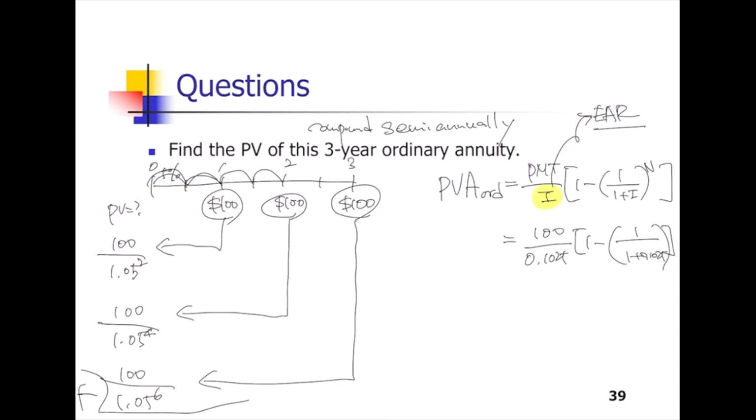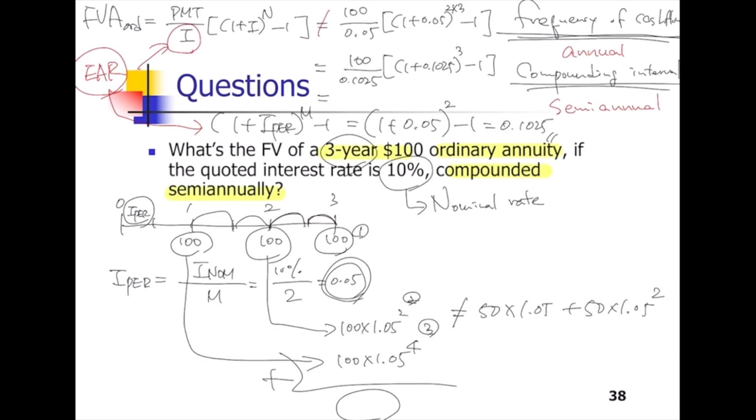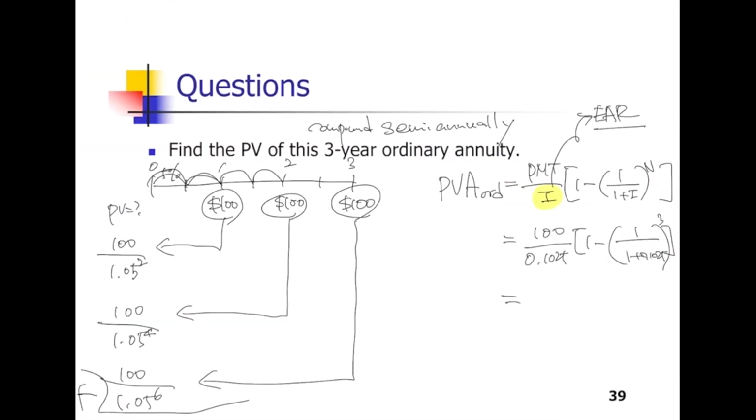What is the power of n? The power of n is 3, right? Because EAR is a yearly concept. And finally you get the number. In the previous case, the number is 331.8. And in this case, the number is 247.59. And that is the answer.